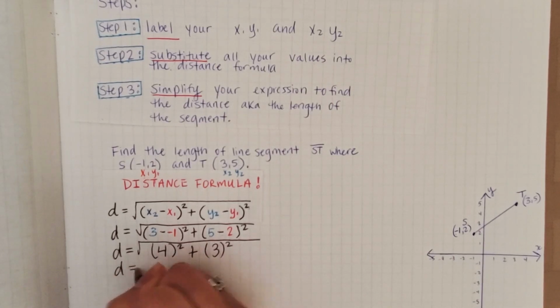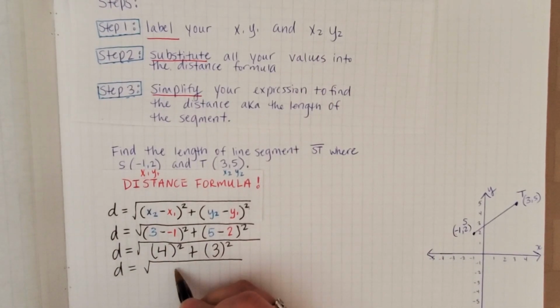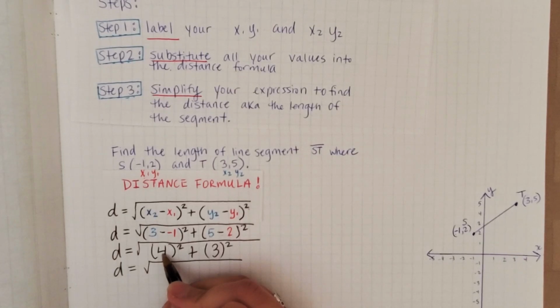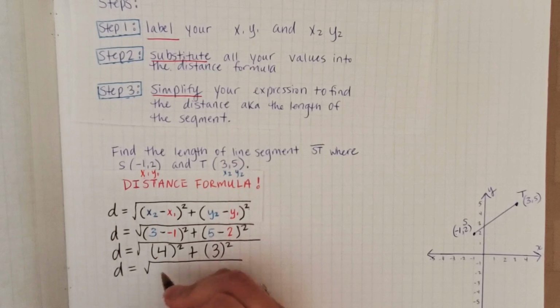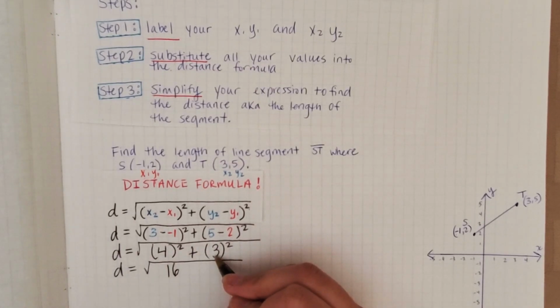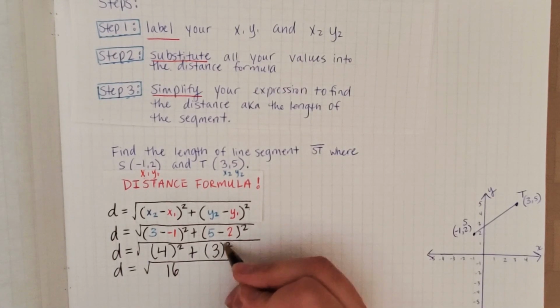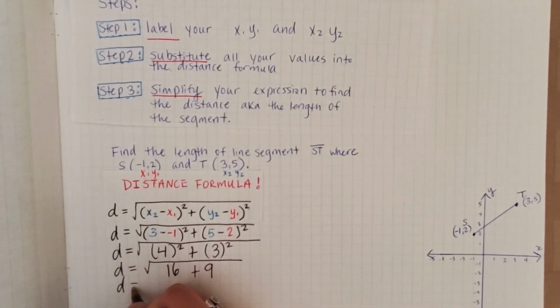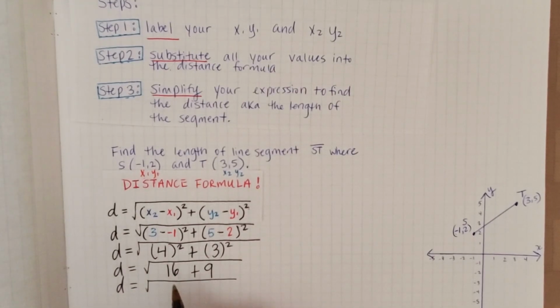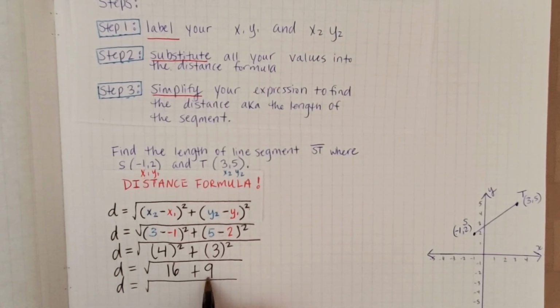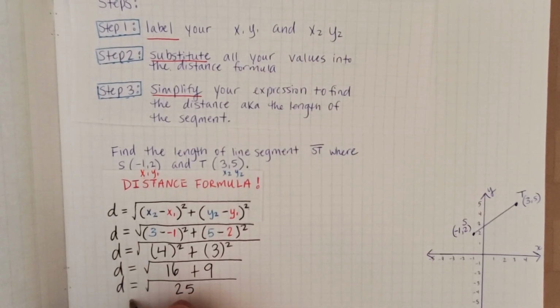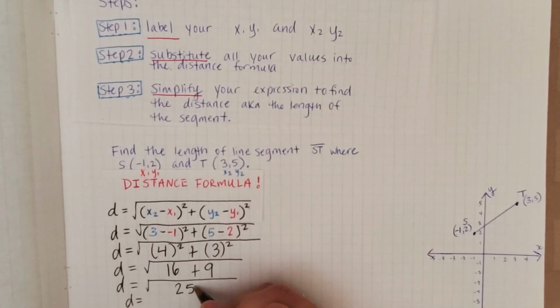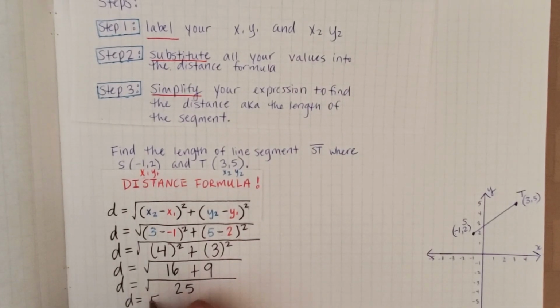So let's continue. I'm going to make sure my square root is always visible until I get to the end. So now I have 4 squared. So 4 times 4 just gives me 16. And here, 3 squared, or 3 times 3, just gives me 9. So now I'm going to simplify this once again. I have 16 plus 9. 16 plus 9 just gives me 25. So here I know that the square root of 25 just gives me 5.